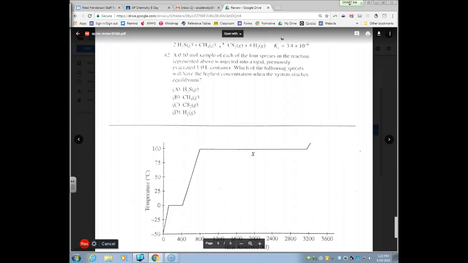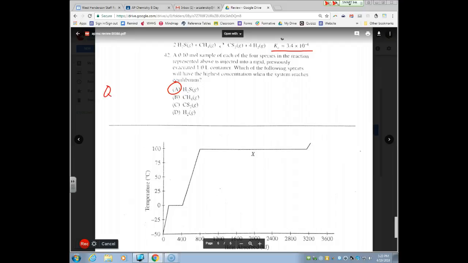42. The correct answer for number 42 is A. For this particular one, we're putting a 0.1 mole sample for each of the 4 species in this reaction. And what you have to do for this one is find Q, and then compare it to K to see which way the reaction is going to shift. Anytime you're given K and some values of something that we're putting in, but they don't say it's at equilibrium, you've got to find Q to see which way the reaction is going to shift.